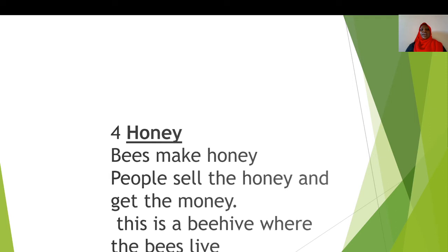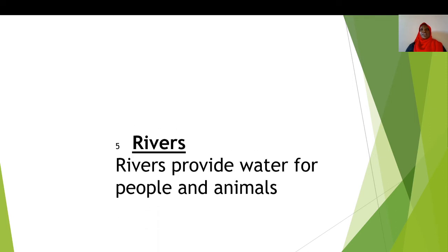Number five, we have rivers. We all know that rivers are sources of water. These are sources of water. So rivers provide water for people and animals.